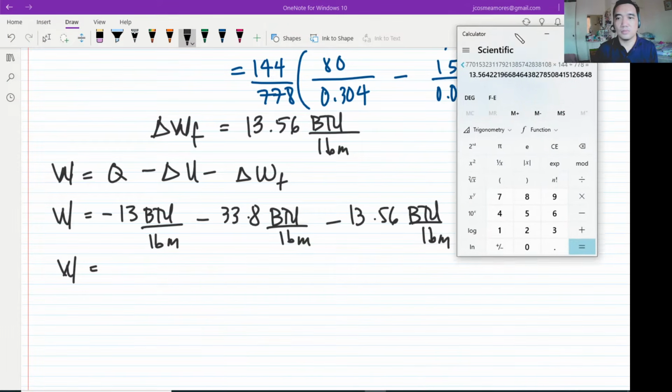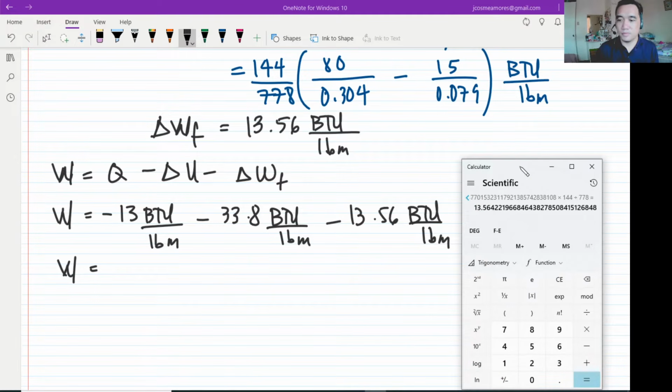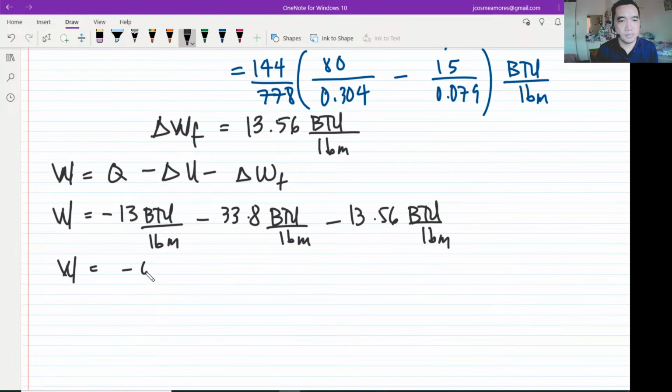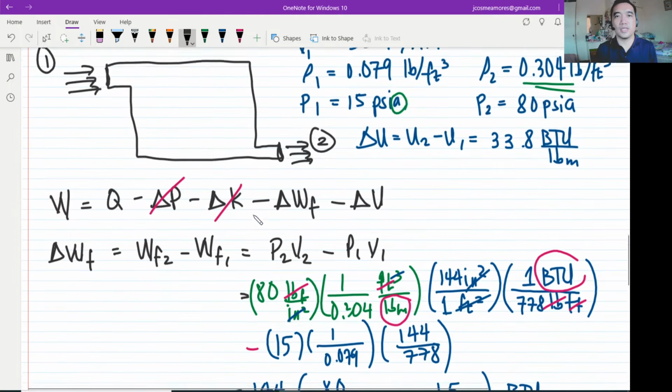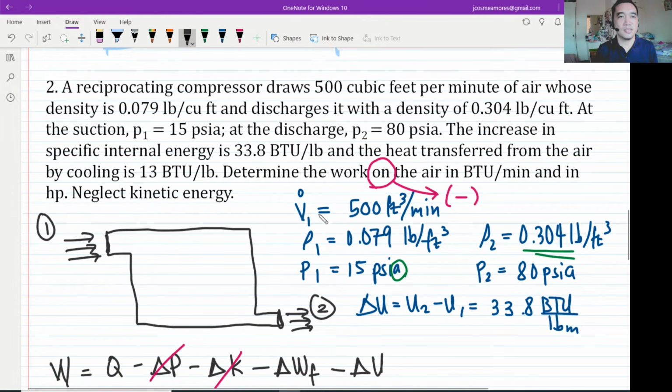So now you can simply add 13 plus 33.8 plus 13.56, so negative 60.36 BTU per pound mass. But we are not required to get the work in BTU per pound mass. Instead, we want to solve the work in BTU per minute and in horsepower. So what will we do?